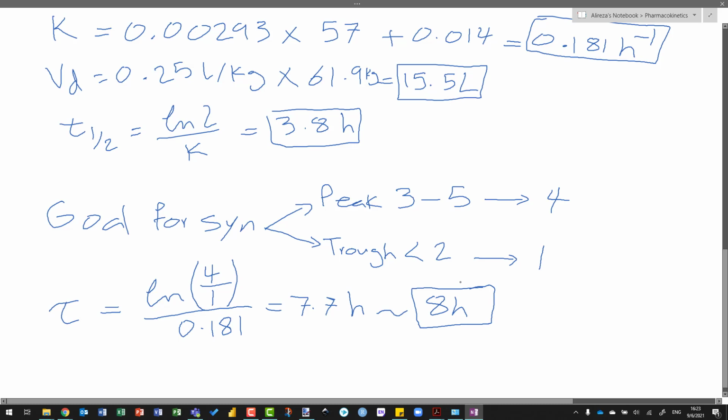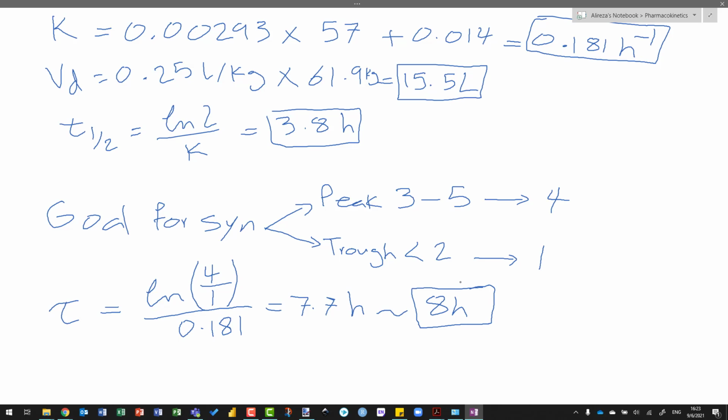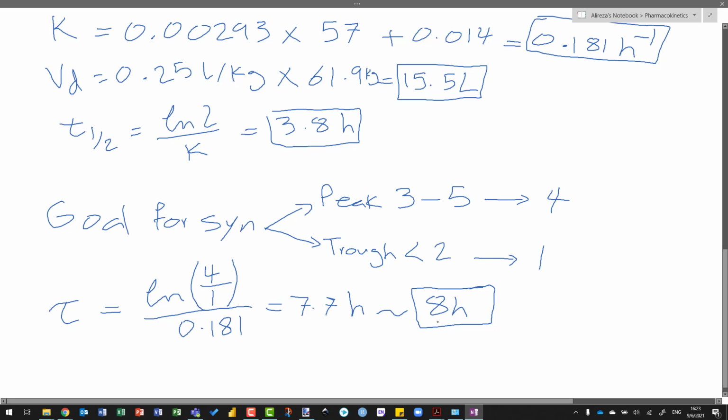And this is appropriate because we're using synergy. So for synergy, we do not do extended interval dosing. We do more frequent dosing. So in this case, 8 hours is actually very good. So Q 8 hours will be our frequency.